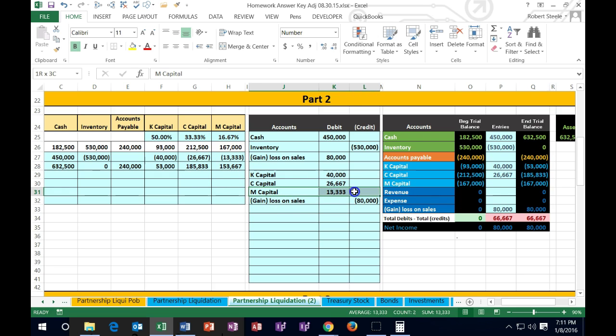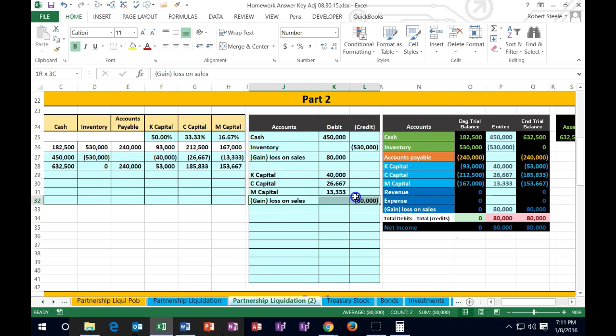Then we're going to go to M. We're going to say M is here. Here it is on the trial balance. Here's where we're going to post it in the entries column. Equals. We're going to point to the 13,333. What's going to happen? It's going to bring this down to 153,667. Matches our worksheet.